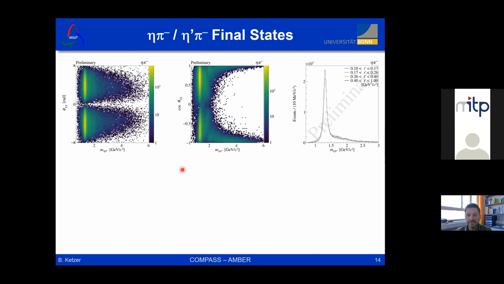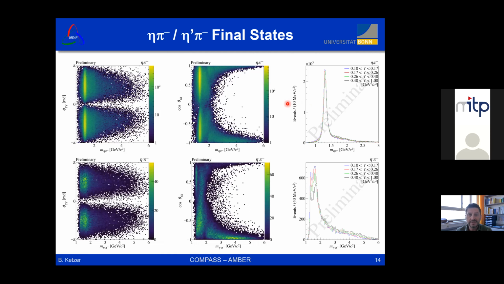Just to give you a glimpse, this gives you the distribution of cosine theta Gottfried-Jackson versus the eta pi mass. So this is the eta pi channel here, and you see the a2 dominant. You can also look at the phi Treiman-Yang, which shows you that it is a clear m equals 1 production. And we now have enough statistics that we can also do a t prime binning, which we were not able to do before in the previous analysis.